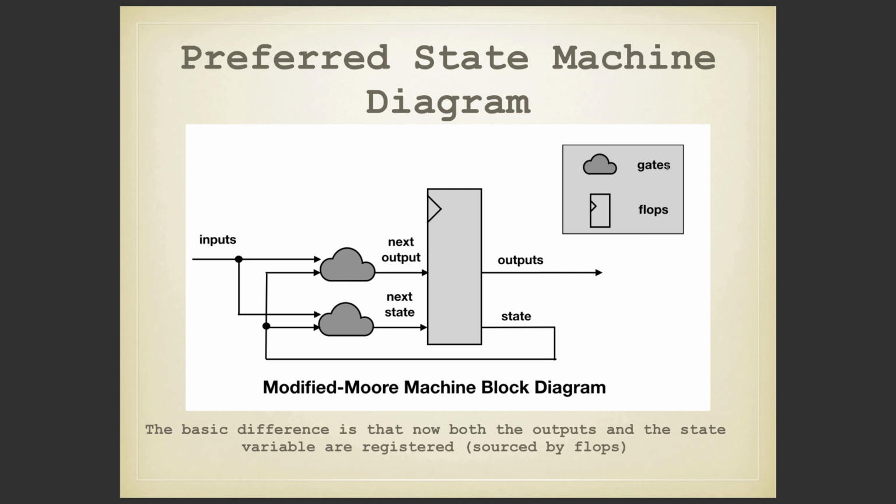The diagram looks like this. Both the outputs and the present state are registered. In order to achieve that, out of the combinational clouds, we need to generate the next state and the next output, each of which is a function of the present state and the inputs. So again, the primary difference with a modified Moore is that now we're insisting that our outputs are also the output of a register, outputs of a flop.